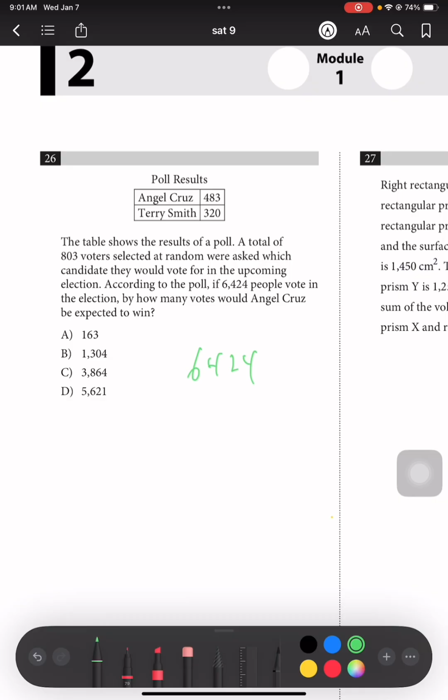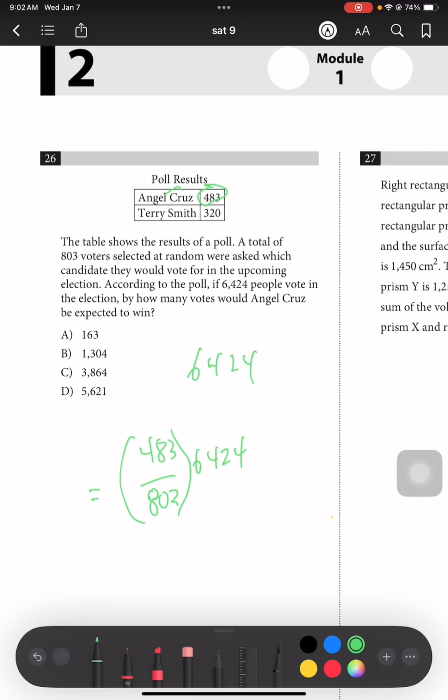People vote in the election. How many votes would Angela Cruz get? She's at 483, so she's getting 483 of the 803. Then we would expect her to get this fraction applied to this bigger population of people.